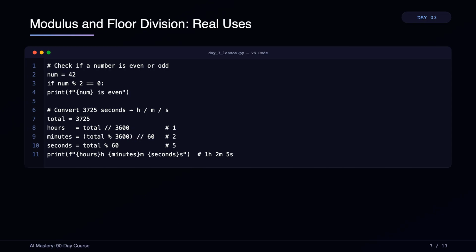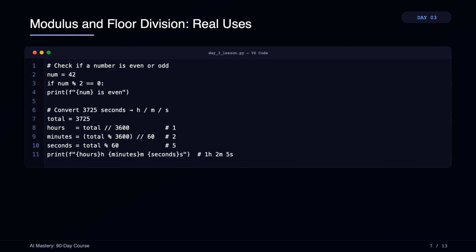This exact technique is used in AI applications when working with timestamps, audio files, and video processing. Before we move on to comparison operators, we need to talk about operator precedence, the rules that determine which operations Python performs first when you have multiple operators in a single expression. You probably remember learning order of operations in school, often taught with the acronym PEMDAS or BODMAS. Python follows the same rules.